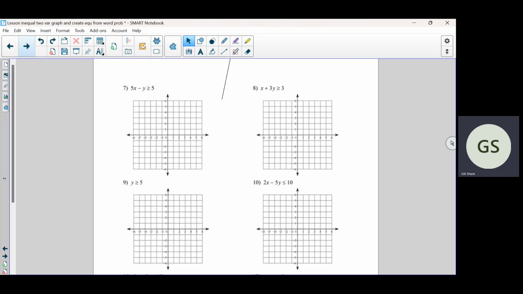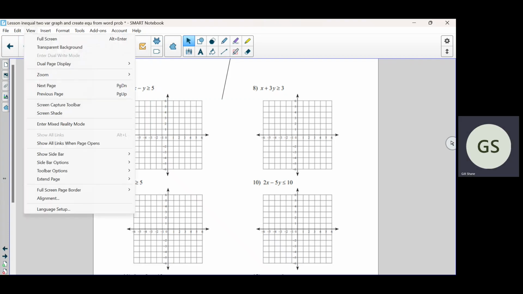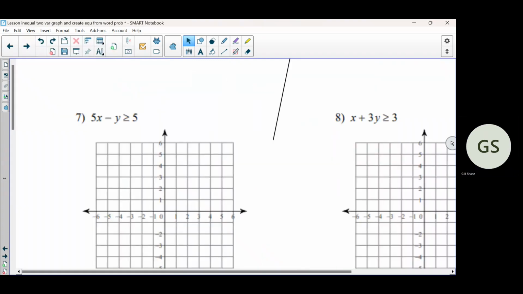So write down 5x minus y is greater than or equal to 5. Now, the other class really struggled with this, but I also don't feel like they paid attention at all or wrote anything down. So please make sure you do.